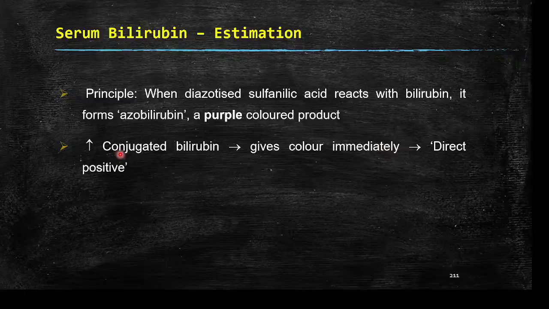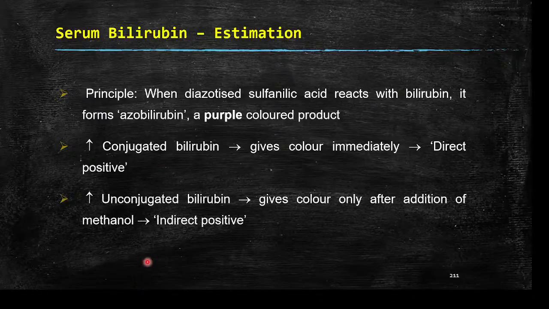So when there is bilirubin more than 1 milligram, it gives the color immediately. That is called direct positive. Direct positive indicates the presence of higher amounts of conjugated bilirubin. Indirect positive indicates the presence of higher amounts of unconjugated bilirubin, and here the color will appear only after addition of methanol. Okay, so only after addition of methanol it will form a methanol conjugation, then it will react with Van den Bergh's reagent and form azobilirubin.